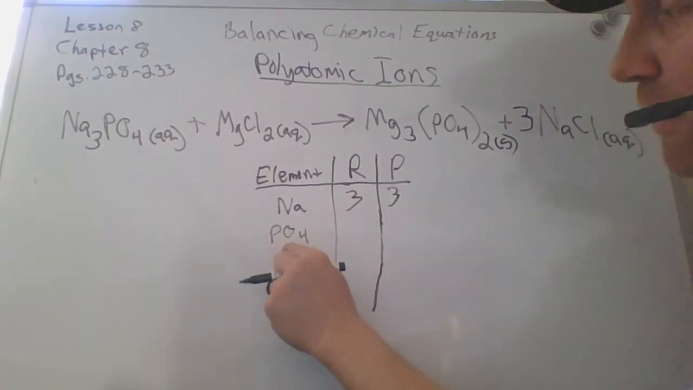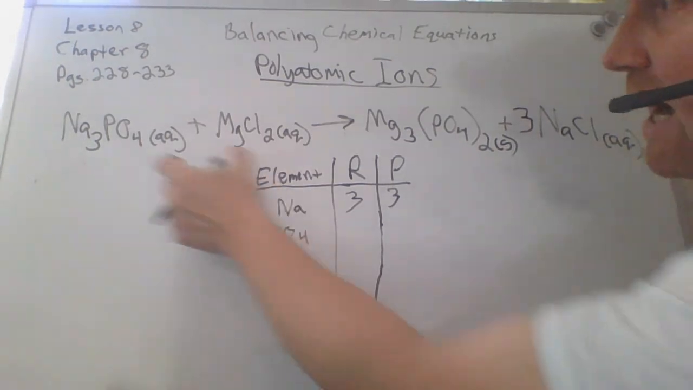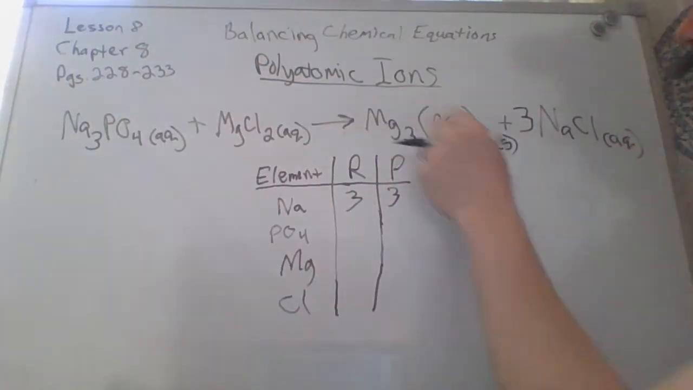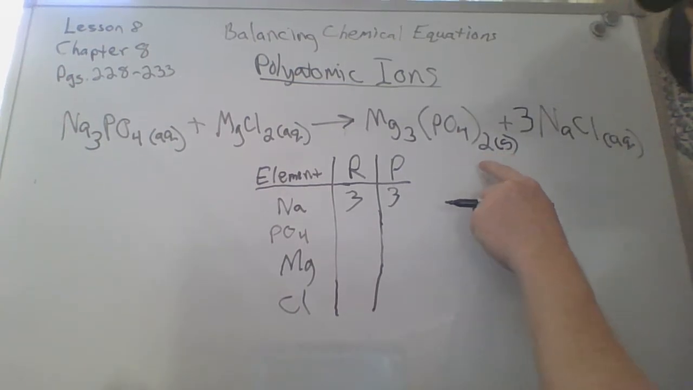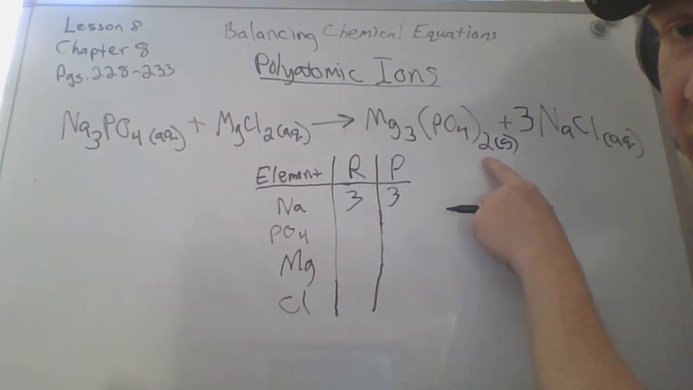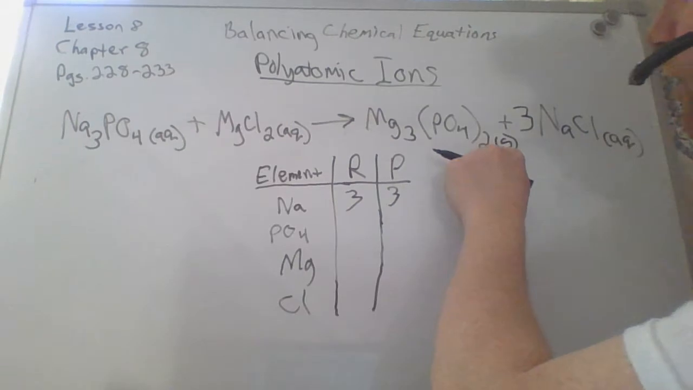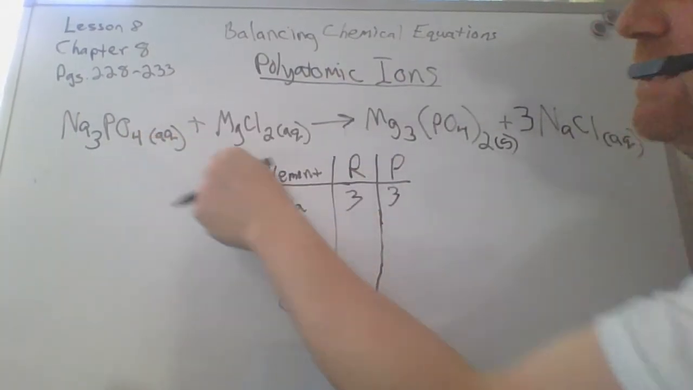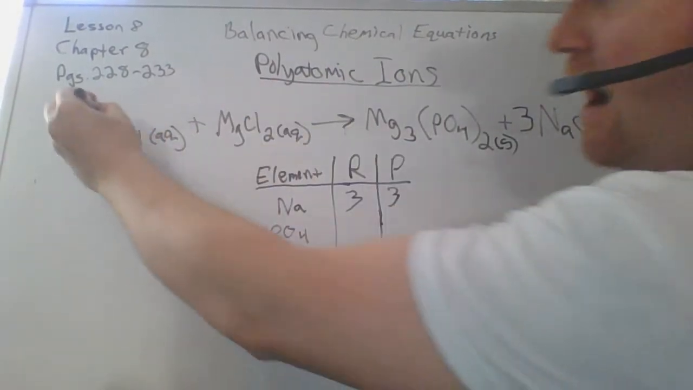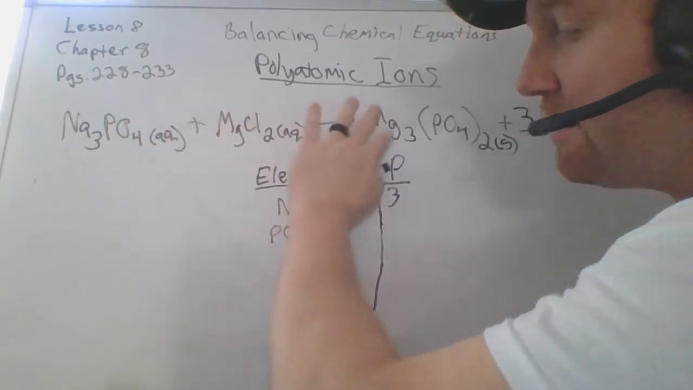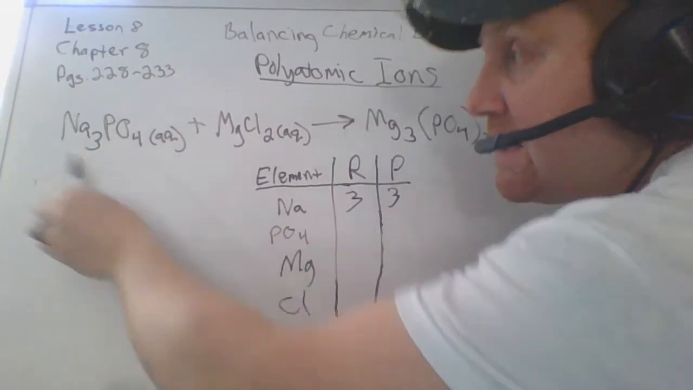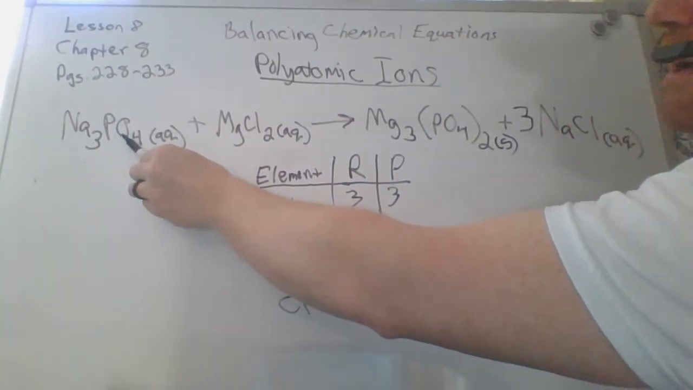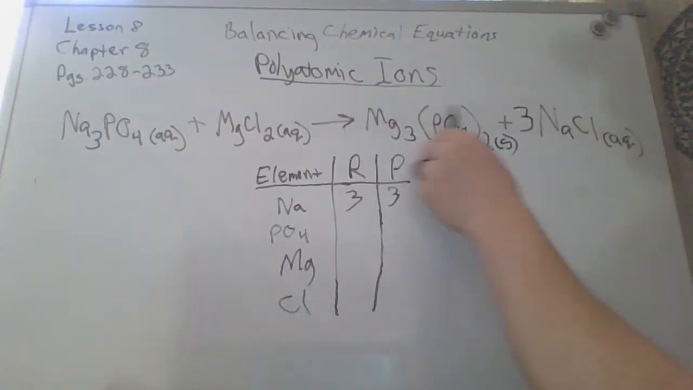Let's look at our phosphate. We can keep this as an entire group because it looks the same on both sides. There just happen to be 2 phosphates on the right. So I need 2 phosphates on the left. I can't add parentheses and a subscript. We're not doing subscripts. I need more units of this. I need 2 of these because I need 2 phosphates on the left to match the 2 on the right.